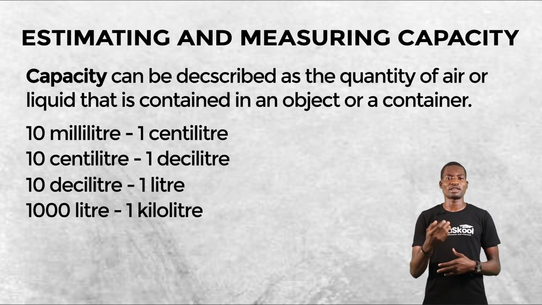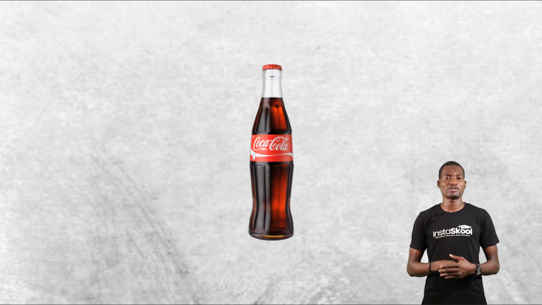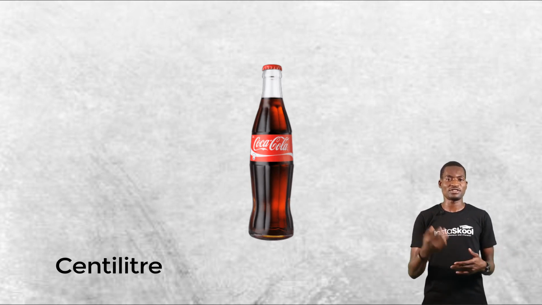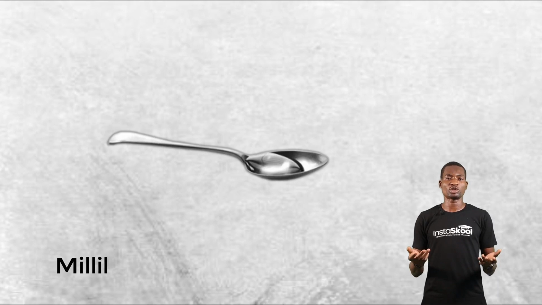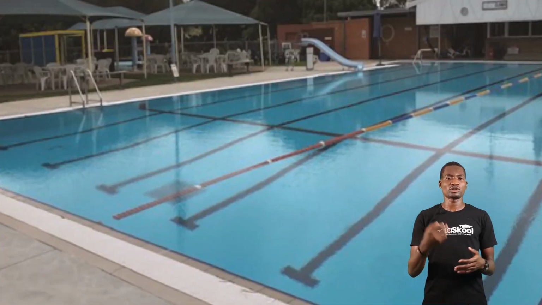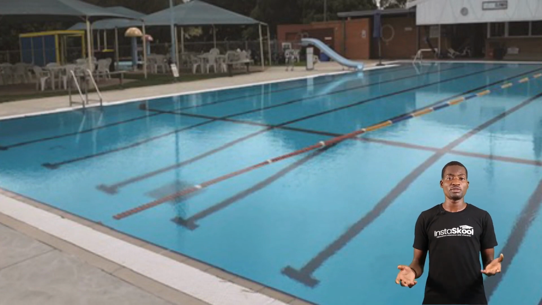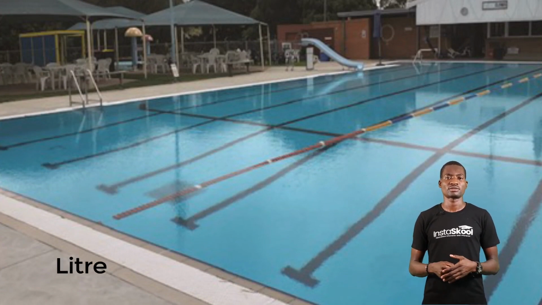Now let us see if we can estimate the capacity of certain liquids. A bottle of Coke is usually given in centiliter, 50 centiliter. How about a cup of water? A cup of water too can be in centiliter. What about a teaspoon of water? A teaspoon of water should reasonably be measured in milliliter. How about a swimming pool? The quantity of water in a swimming pool should reasonably be measured in liters.